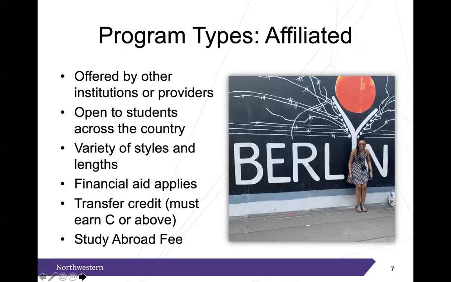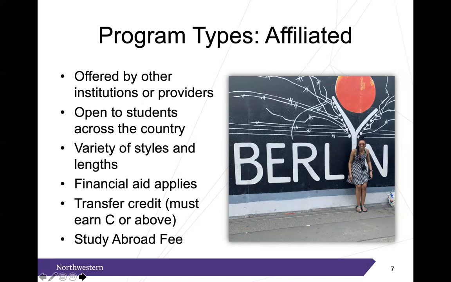Next, we have affiliated programs. Northwestern has established formal affiliations with partner universities and program providers in the US and abroad for certain programs during the academic year. They meet Northwestern standards in terms of academic quality, housing, cultural immersion, and student support services. Courses are taken for transfer credit, so courses and grades do not appear on your Northwestern transcript or factor into your GPA. There are several types of affiliated programs that offer different experiences.